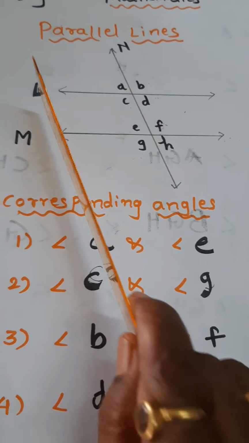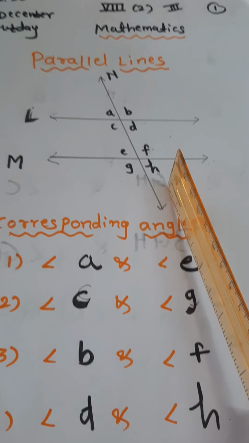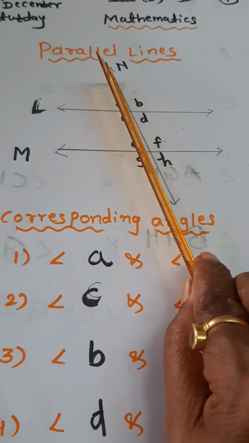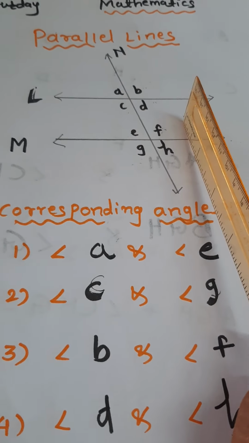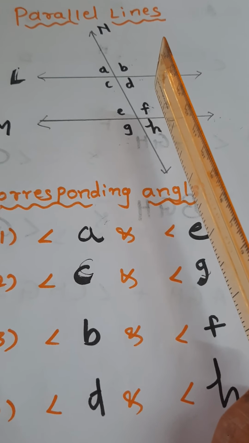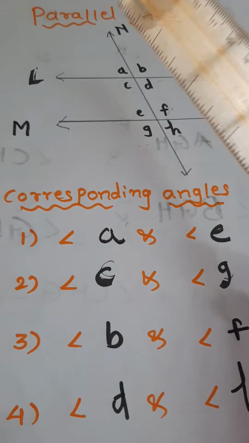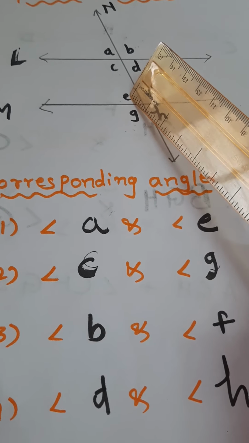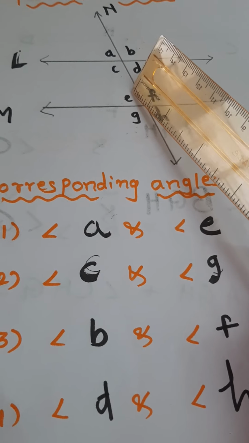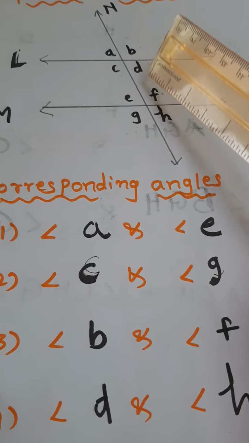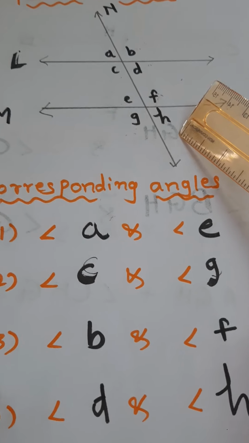Here L and M are 2 parallel lines. N is their transversal. Because of the transversal, total 8 angles are formed. And now we want to write names of the corresponding angles. How to write corresponding angles? Suppose you take angle A, leave one angle, go to the next. You take angle C, leave one angle, take the next one. Similarly to this side, B, F, D, H.